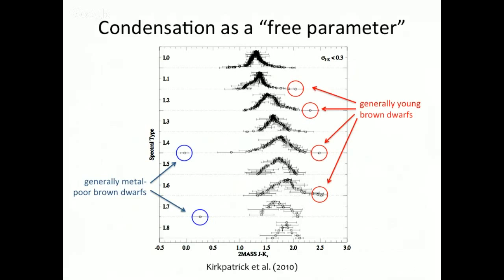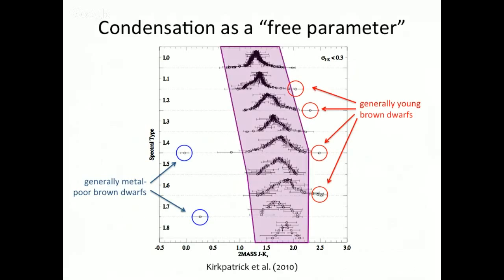Some of these outliers over here, actually, we found are metal-poor brown dwarfs. They're actually halo brown dwarfs. They have velocities through space that, in some cases, go in the opposite direction of all the other stars in the solar neighborhood. And so these are clearly objects that are very old, depleted in their abundances, and that has pretty profound changes in their atmospheres. So that explains the outliers.